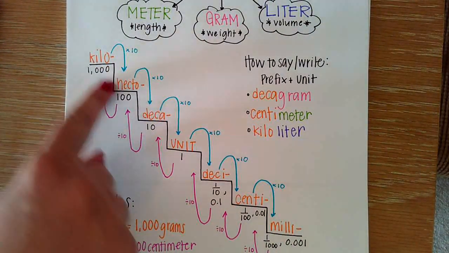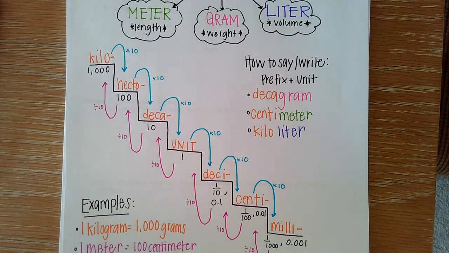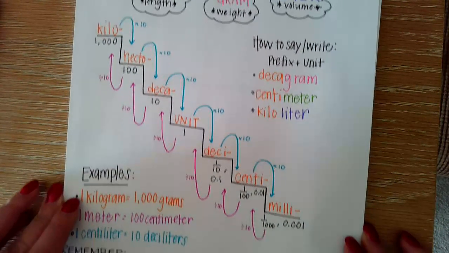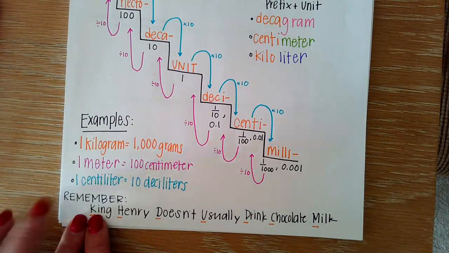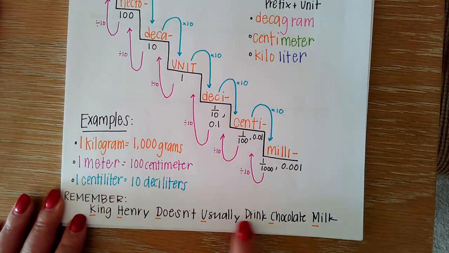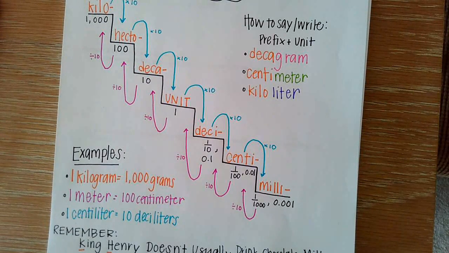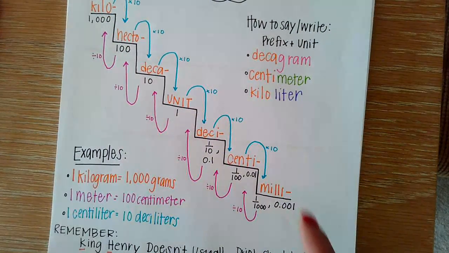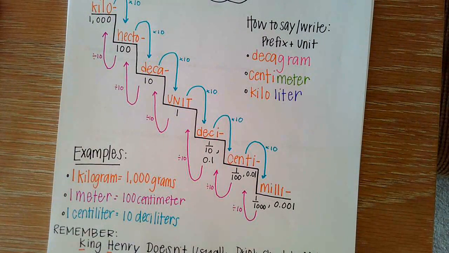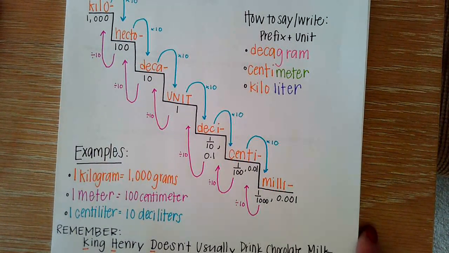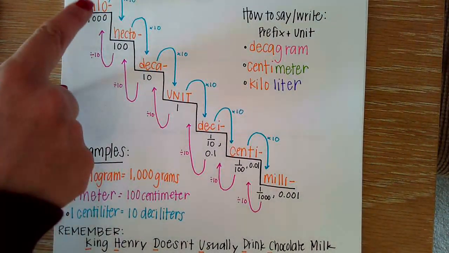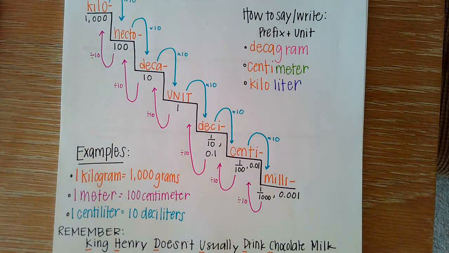Now, these are a lot of prefixes to remember, but we do have a helpful little phrase that we can use, and there are several different ones out there, but this is the one that I use. King Henry doesn't usually drink chocolate milk. The first letter of each of these matches the first letter of each of our prefixes. Remembering this phrase in order will help you to keep all of these in order as well, and will help you with your conversions.